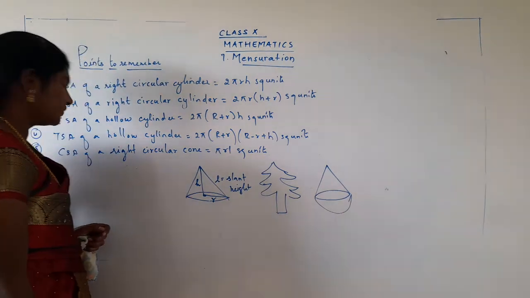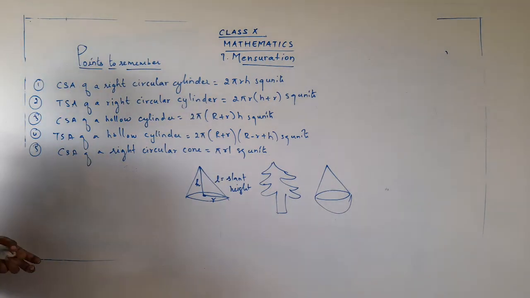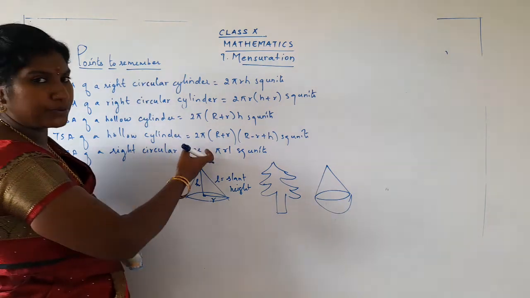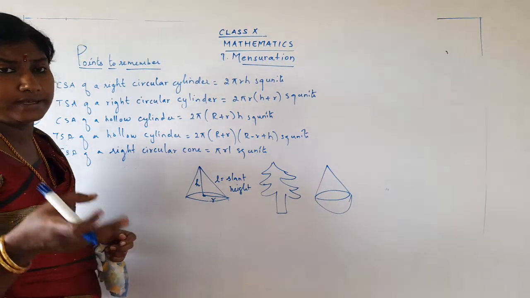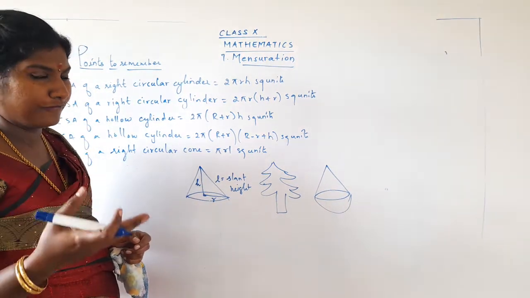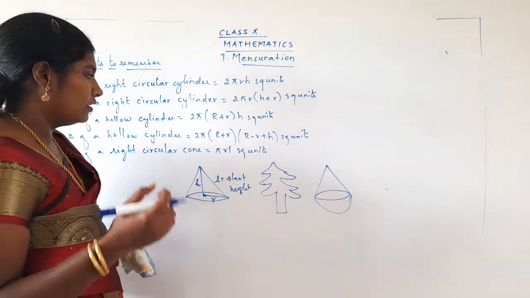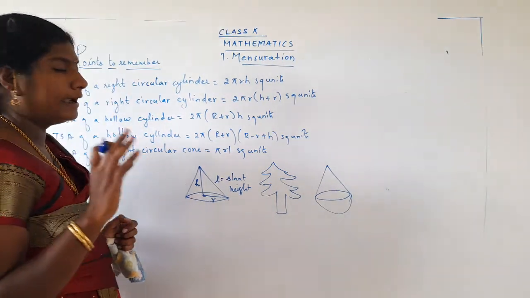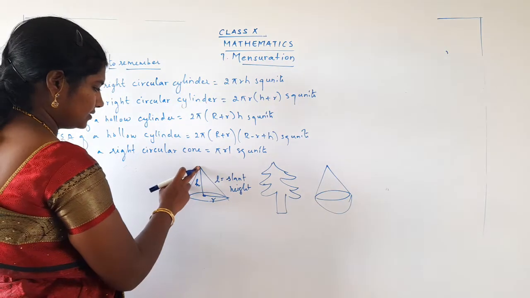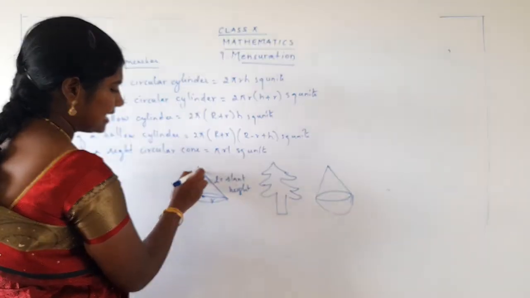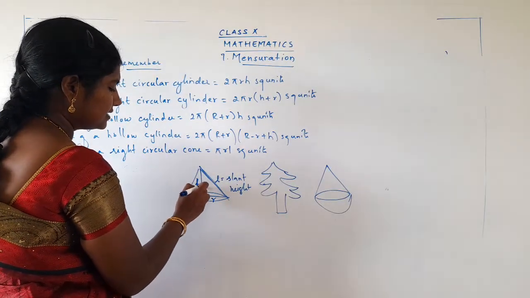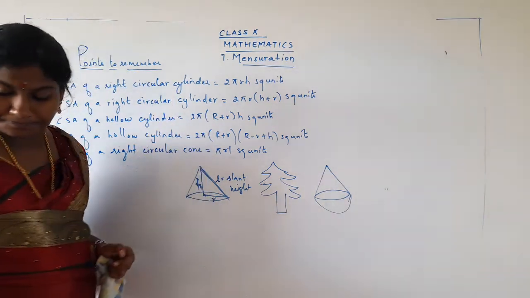So remember, the curved surface area for a right circular cone is pi r L. You know the value for pi is 22/7, or they may give you 3.14. According to the value, you have to choose. If they have not given any value, it is your choice; you can take any one of the values. r is the radius of the cone, and L is the slant height. And this is h, the vertical height.